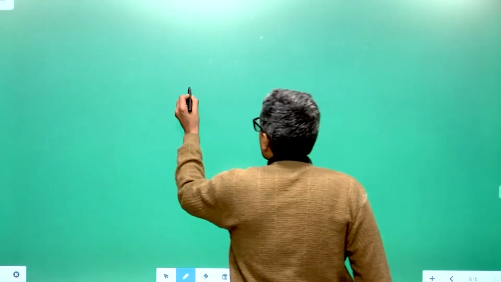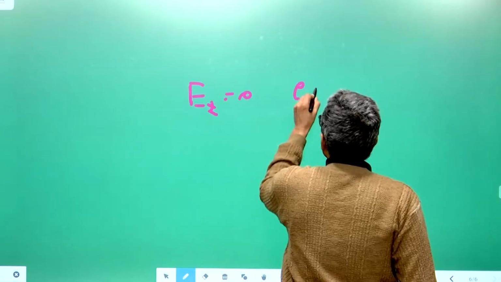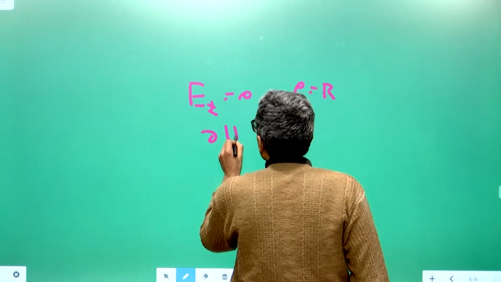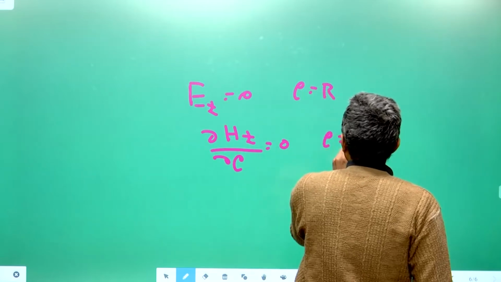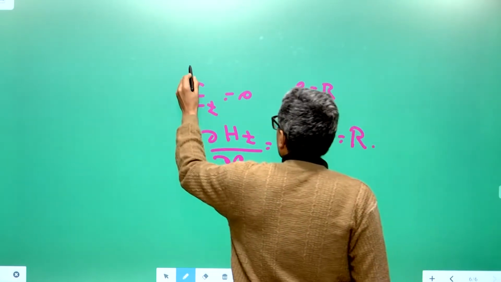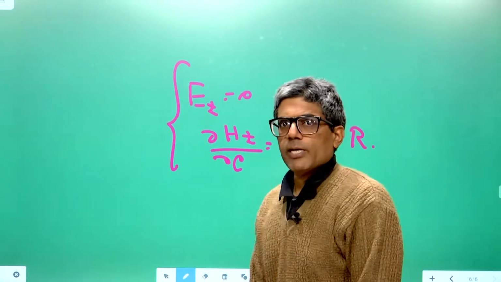So the boundary conditions can be translated as Ez is equal to 0 when ρ equals r, and ∂Hz/∂ρ equal to 0 when ρ equals r. These are the two boundary conditions which should be satisfied. And we solve the Maxwell equations.